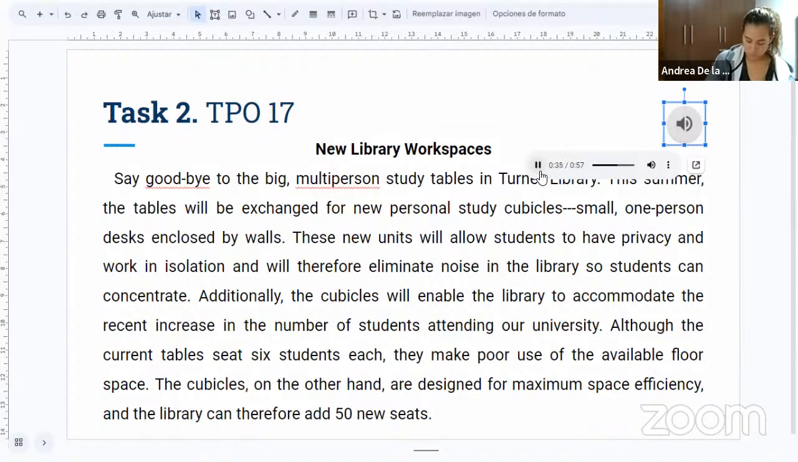Exactly. And the other thing is, what's this about overcrowding? Well, sure, we have more students enrolled at the university this year, but do we really have a problem with overcrowding? I don't think so. I always get a whole table to myself. Right. I see empty tables there all the time. It'll just be a waste of money to replace what we have, since what we have now is sufficient for the amount of students that use the library.